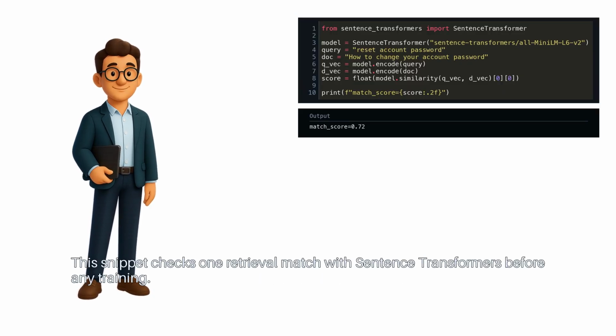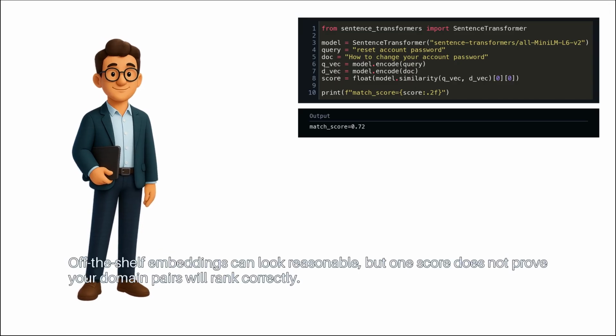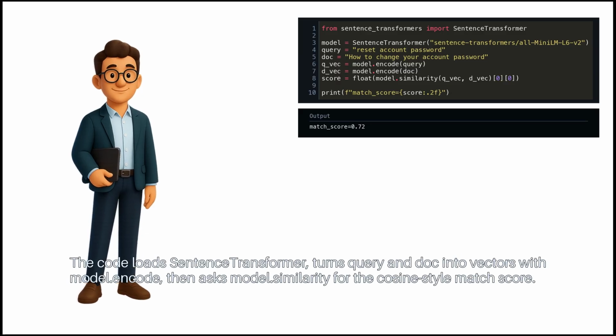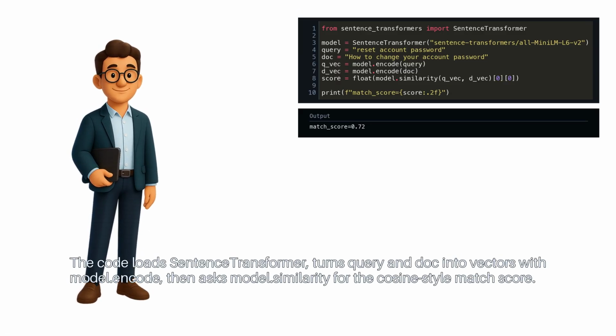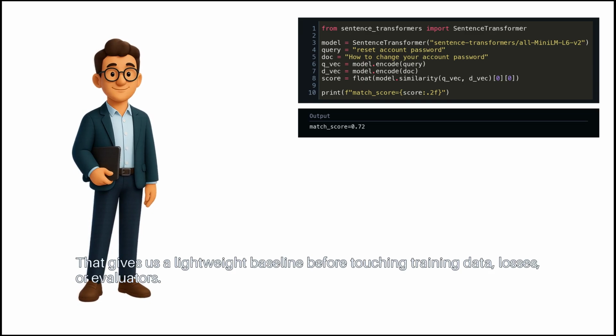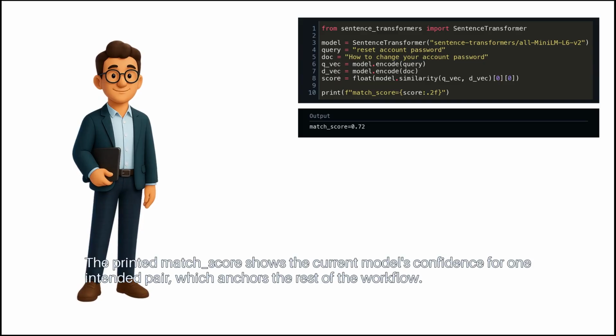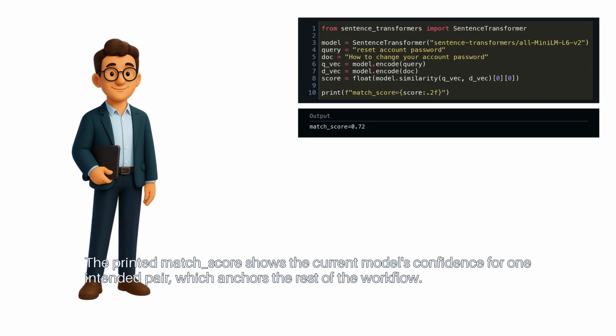This snippet checks one retrieval match with sentence transformers before any training. Off-the-shelf embeddings can look reasonable, but one score does not prove your domain pairs will rank correctly. The code loads a sentence transformer, turns query and doc into vectors with model.encode, then asks model.similarity for the cosine-style match score. That gives us a lightweight baseline before touching training data, losses, or evaluators. The printed match score shows the current model's confidence for one intended pair, which anchors the rest of the workflow.